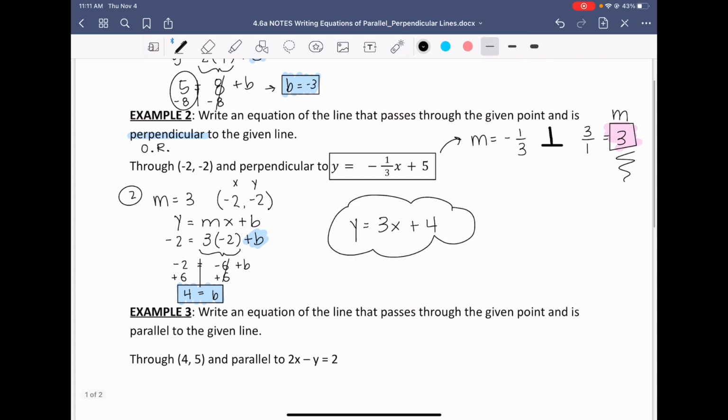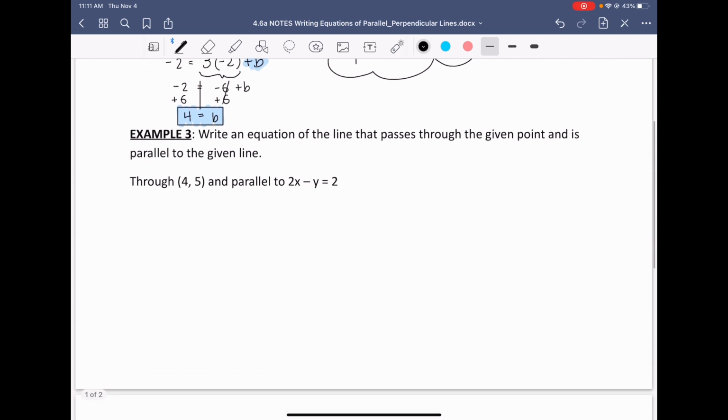Okay. All right, you're going to do example 3, but I'm going to help you with the first step. So we're going to write an equation that is parallel to the given line. So we're going to put it through (4, 5), which are our x and y values, but we need to figure out what our slope is. So notice in this equation right here, it's not in y equals mx plus b. We can't totally pick out the slope right here because it's not in y equals mx plus b. So in order to put it in slope-intercept form, we must solve for y.